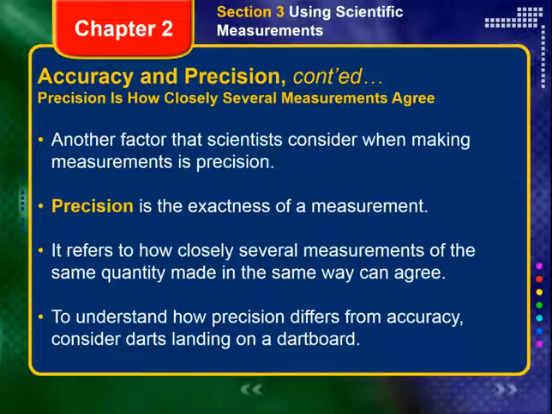Another factor that scientists consider when making measurements is precision. Precision is the exactness of a measurement. Personally, I like to use the phrase, it's the repeatability. Are you able to do that thing more than once? The example that I like to use is bowling.